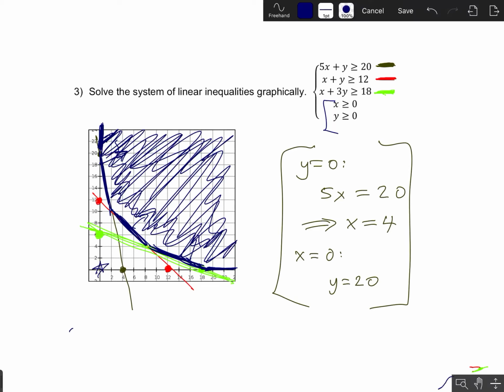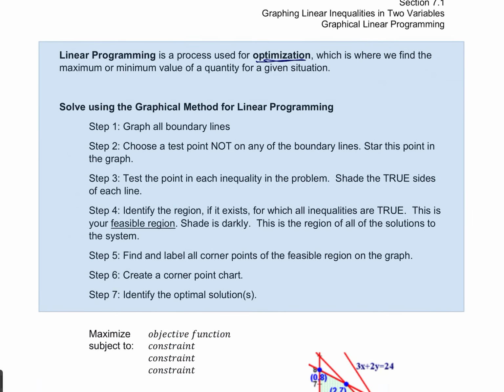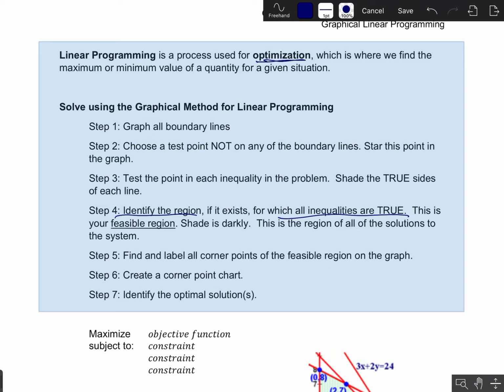The point that we used as our test point was the origin, and then we just shaded the side of each of our boundary lines that belonged in the feasible region, and then once we knew the intersection of all of those solution sets, we could darkly shade the feasible region. So this feasible region is what we call the intersection of all of these. The region where all of the inequalities are true is called the feasible region. That's supposed to say shade it darkly, sorry. Shade it darkly. This is the region of all of the solutions to the system, so it'll be the simultaneous solution set for all of the inequalities.